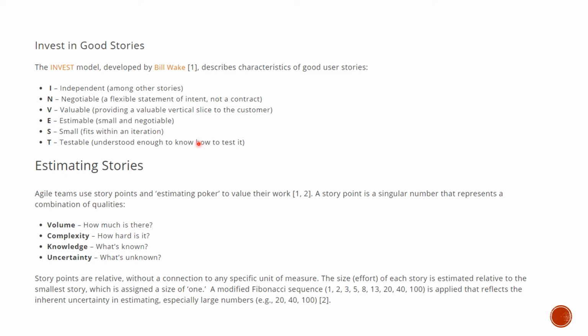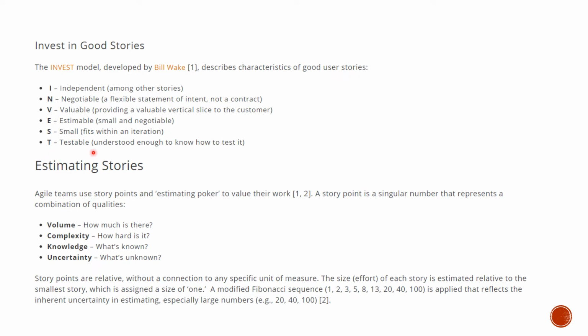S means small, it's equivalent of a card, right? Fits within an iteration, right? When I say small story, when you create a story, it should be executable, it should be implementable within an iteration, right? In the 3C method, the card is equivalent to small and estimatable.